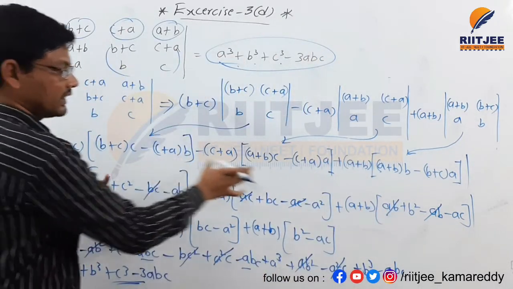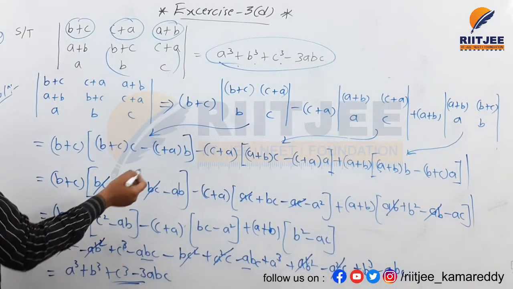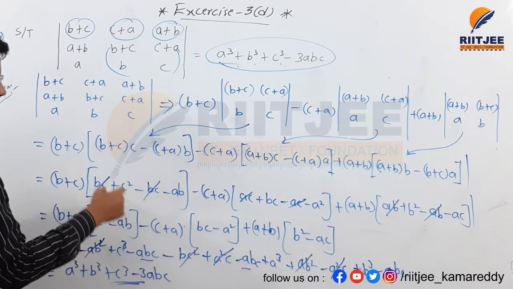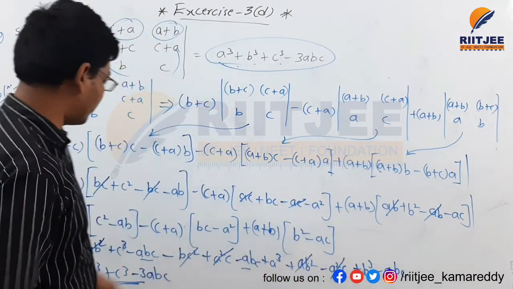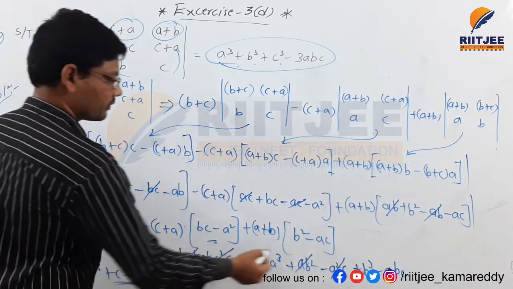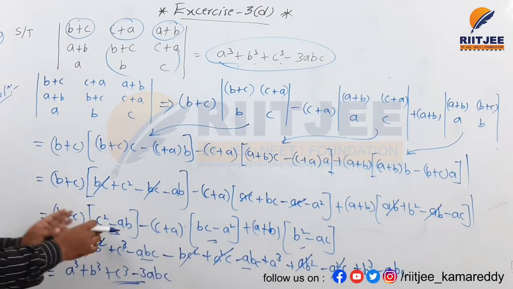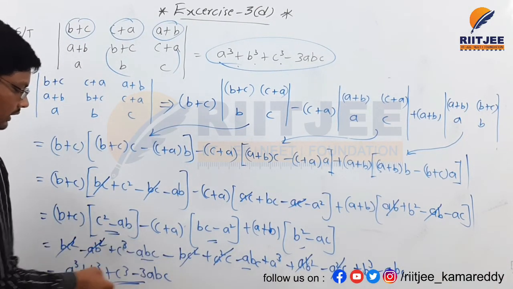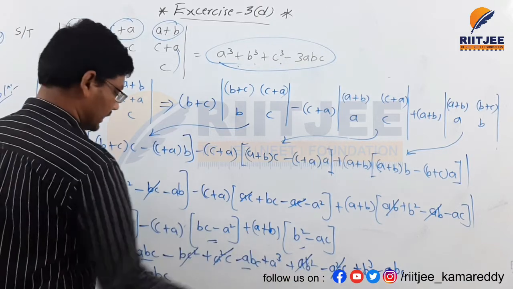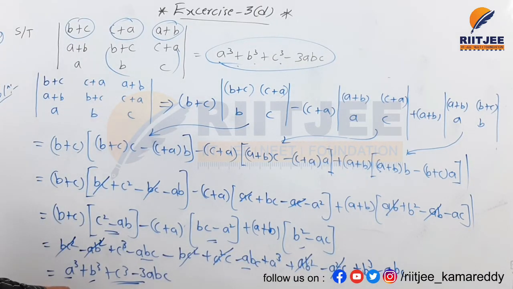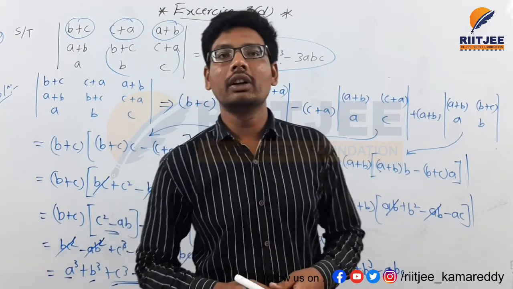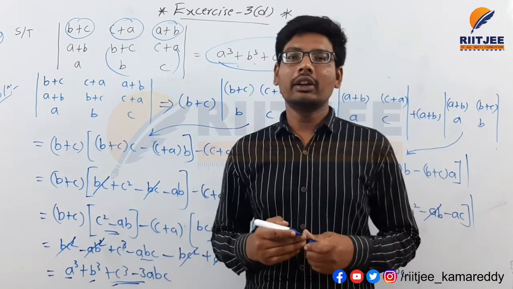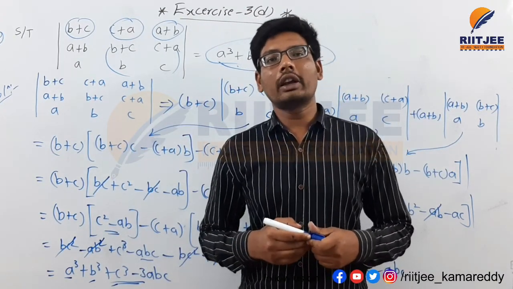So we are getting this expression here, and after multiplying we are cancelling the terms in each case. So finally we are getting these terms here. I am multiplying each and every 2 terms, so that's why the negative and positive terms are eliminated. Finally we are getting A cube plus B cube plus C cube minus 3ABC. This is all about the session for exercise 3D. In the next session we will see the next problems.